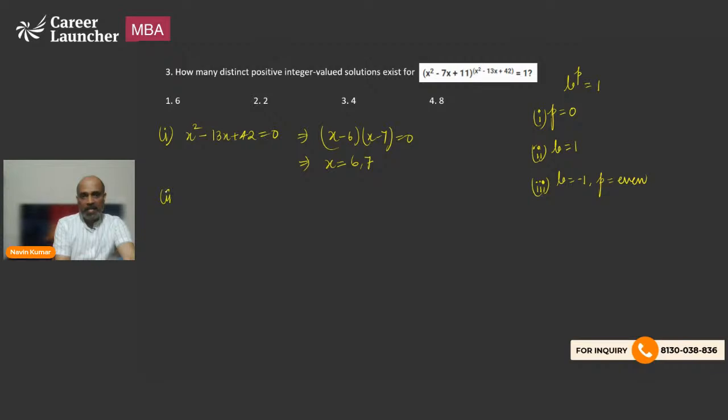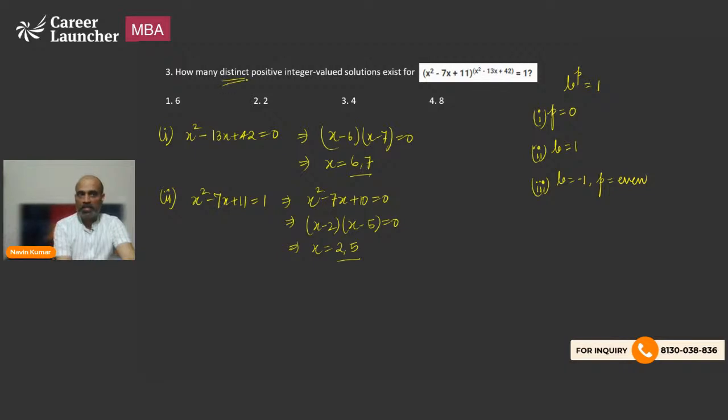Okay. Second, when base is 1, that will result in x square minus 7x plus 11 is equal to 1. That means x square minus 7x plus 10 is equal to 0. So sum is going to be 7, product is going to be 10. It will happen when x is equal to 2 and 5, right? We can factorize this as x minus 2 into x minus 5 is equal to 0, or we will be getting x is equal to 2 comma 5. There is no repetition, so we get unique numbers.